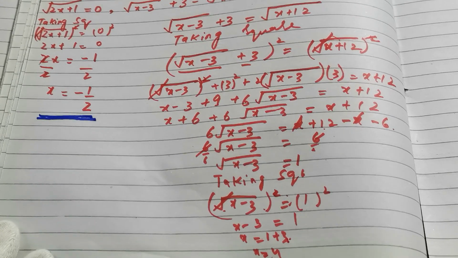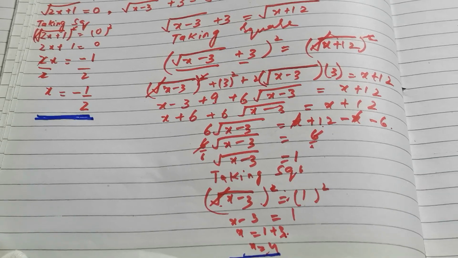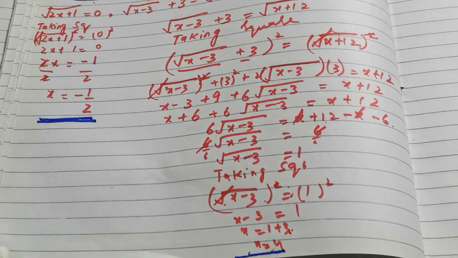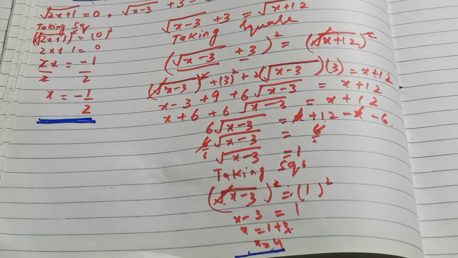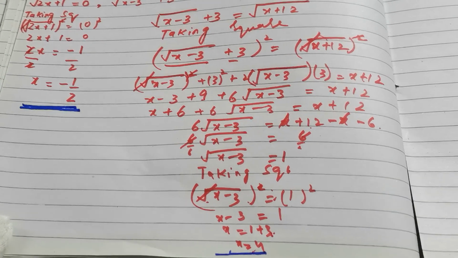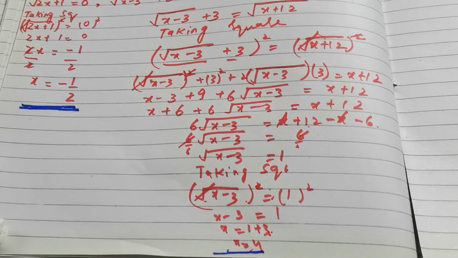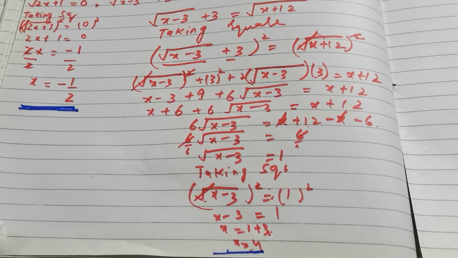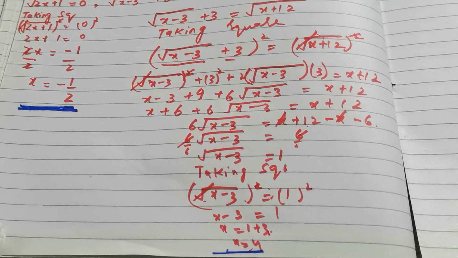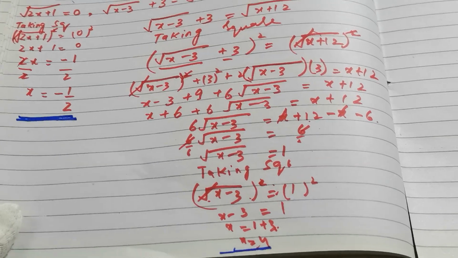It means we have x is equal to minus 1 by 2 and x is equal to 4. Now we put these roots in our given question, so that after checking, if left hand side is equal to right hand side, we can say that these are the roots of the given equation. If left hand side is not equal to right hand side of the given question, then we can say this is an extraneous root. So let's check.